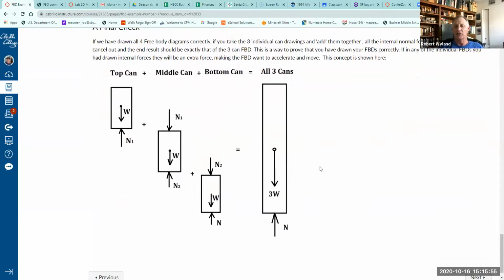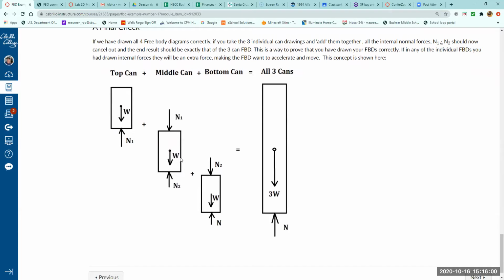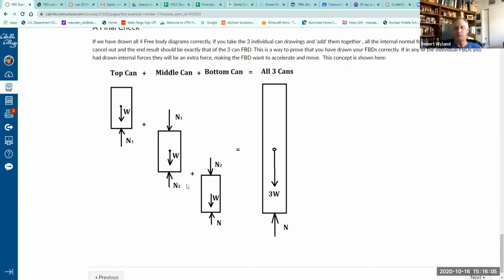So the whole point of this, and this is what I really want you to grasp right here, is I've taken each of those three body diagrams, the top can, middle can, and the bottom can. When you add 3 of those together, you should get back to your original 3 body diagram. And what you'll see is, you see how N1 is going up, and here N1 is going down. Those two, when added together in opposite directions, become 0, right? Same magnitude, opposite directions, 0. Same thing happens to N2 here.